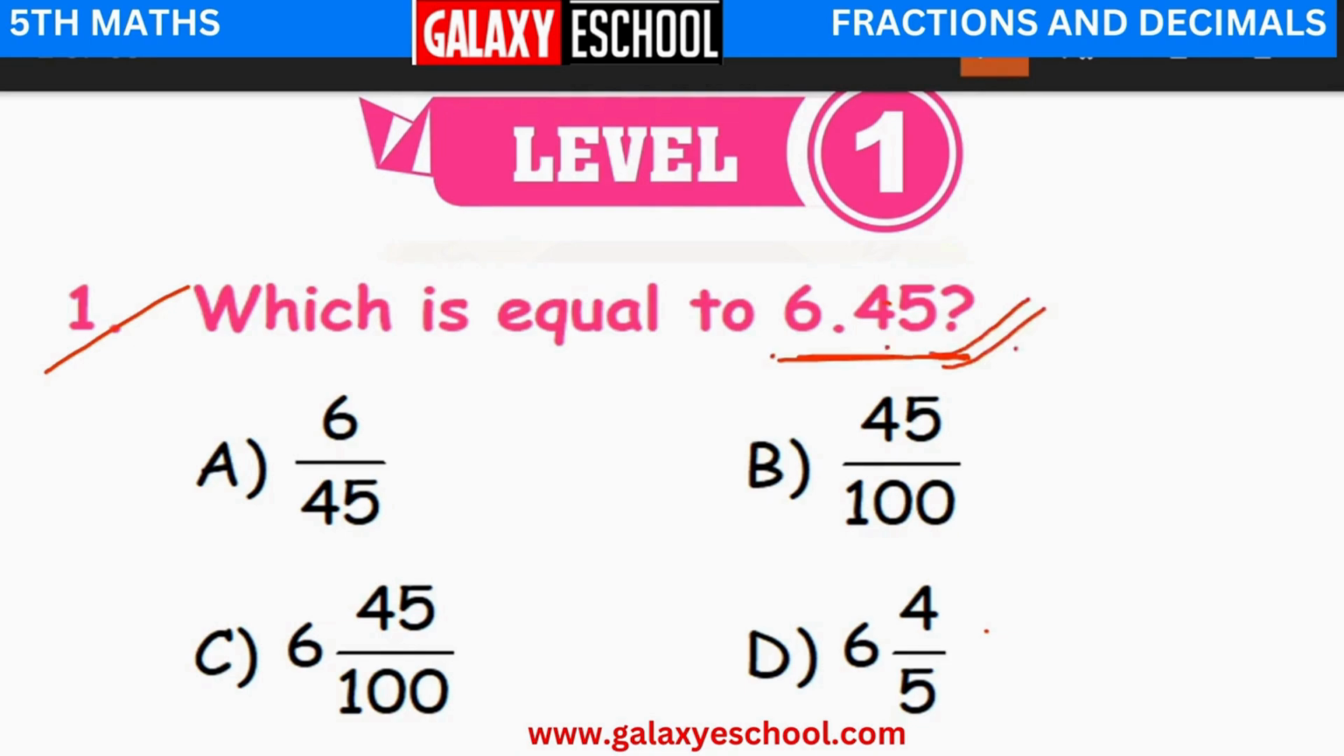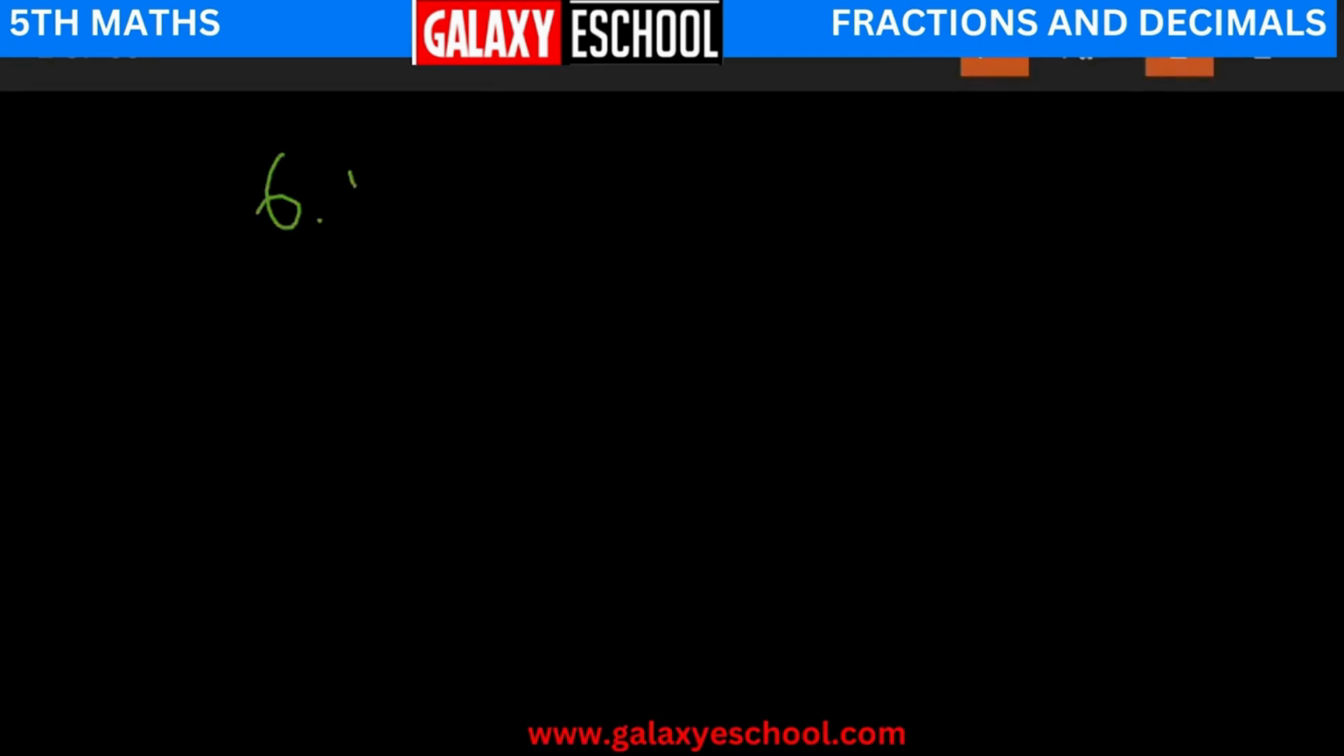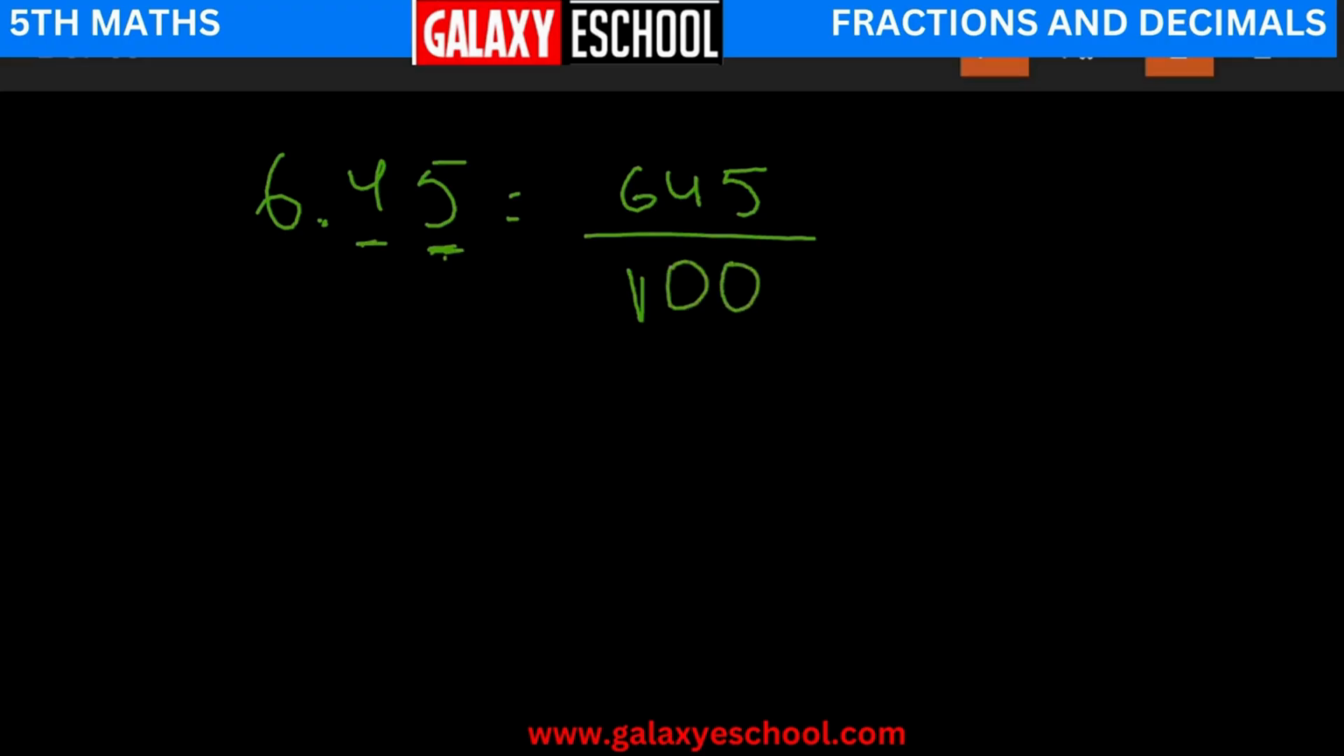This is 6.45. There are two ways to convert this into a fraction. What is the first way? Write the number as it is without the decimal point. Then for the denominator, first write 1, and after the decimal point we are having 2 digits to the right. Yes children, we are having 2 decimal places. So after 1 we need to place 2 zeros. 645 by 100 will be our fraction.